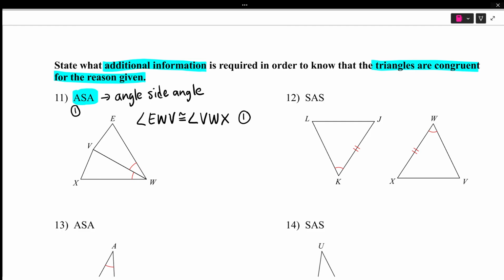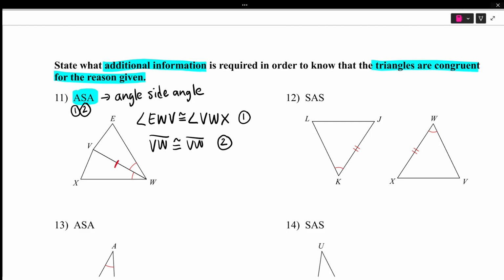I'm looking at my triangle and I'm trying to see, where is my pair of congruent sides gonna be? Again, it's probably gonna be this side right here in the middle, where both of the triangles are using that same side. So VW is congruent to VW. That's the second part.